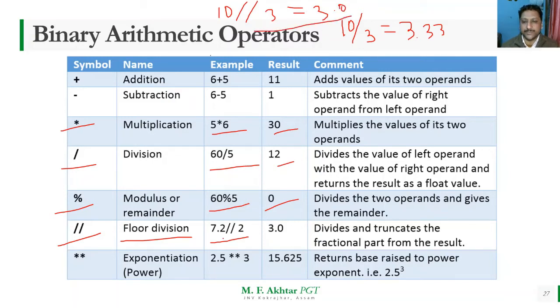Now double star is for exponentiation, for power. Suppose you want to obtain 5 to the power 3, then it will compute 5 into 5 into 5, which becomes 125.